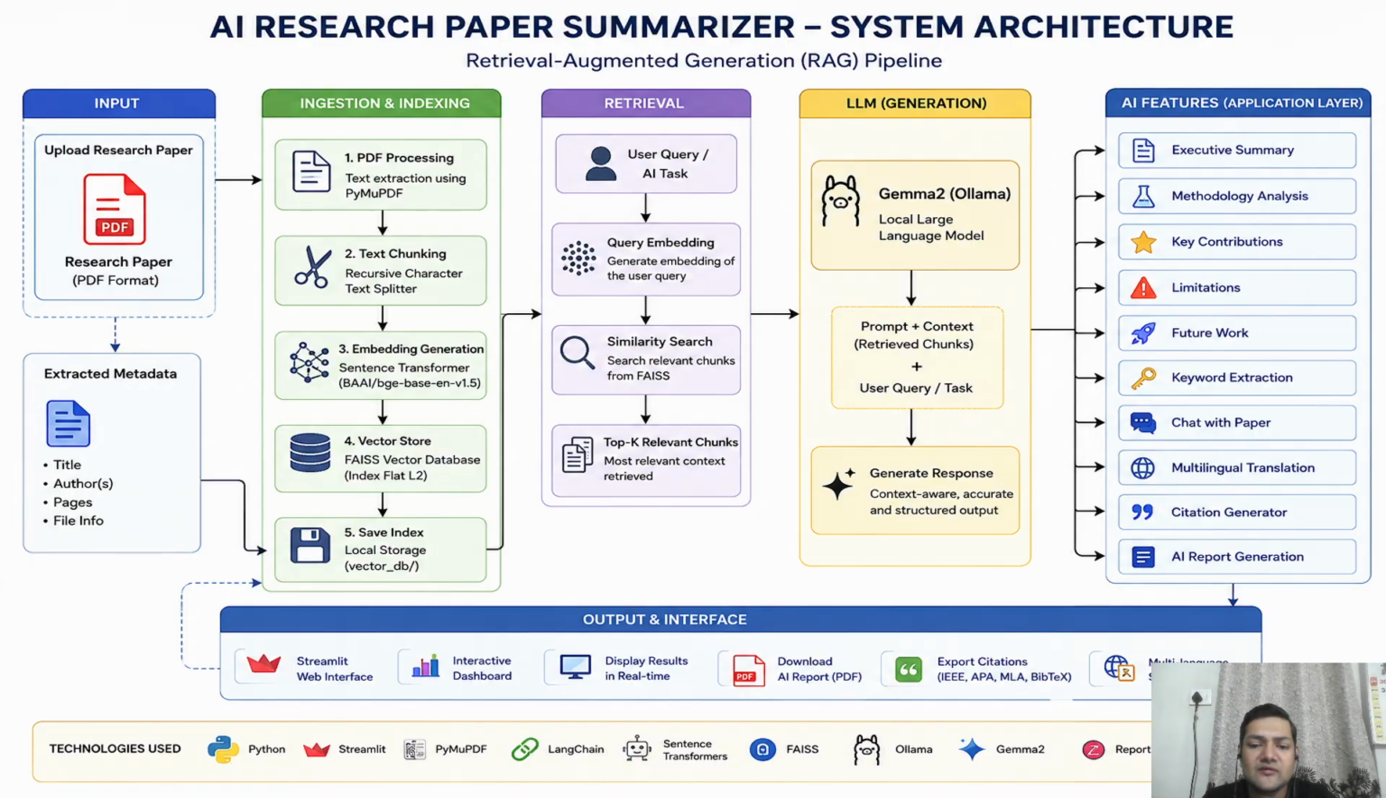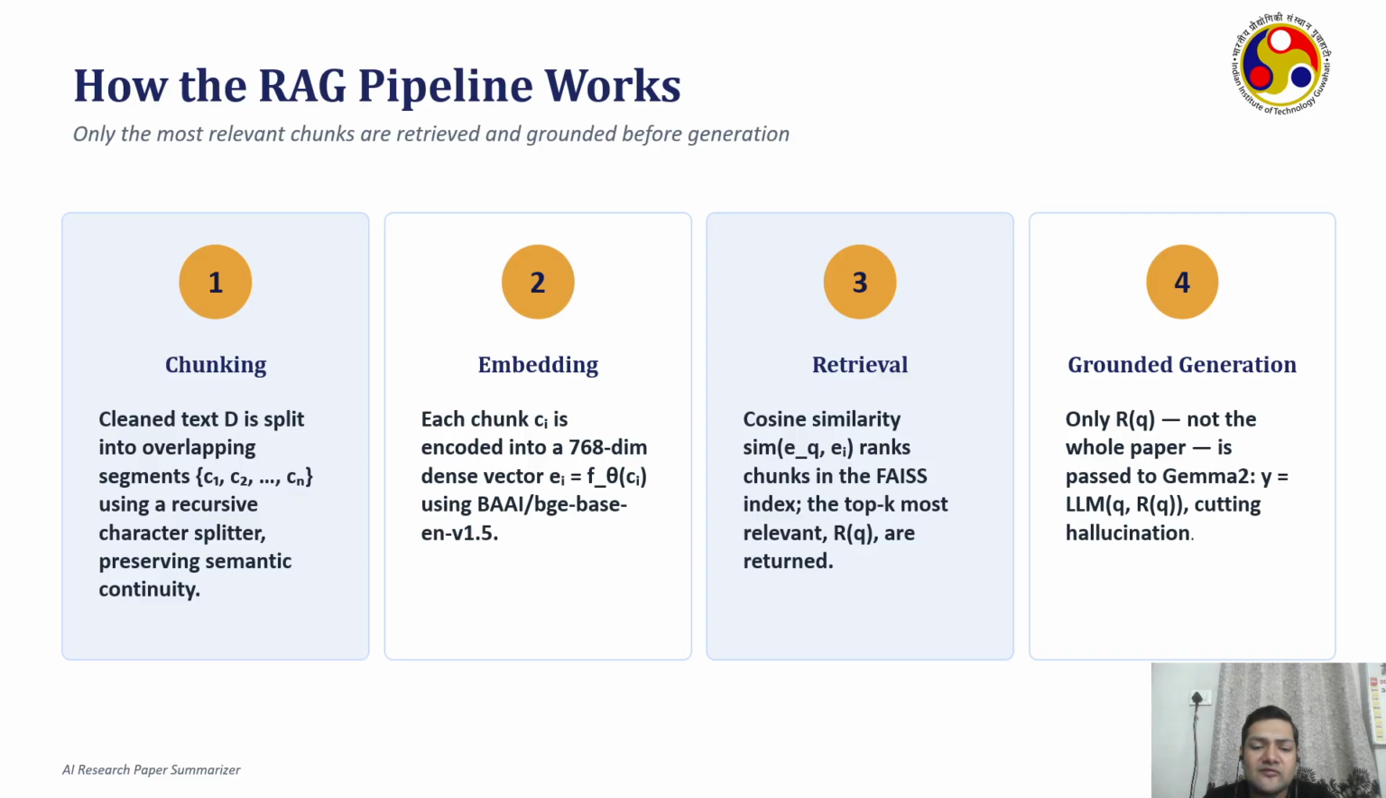Whenever the user requests a summary or asks a question, the query is also converted into an embedding. FAISS retrieves the most relevant document chunks. These retrieved chunks are then passed to Gemma2 through Ollama. Finally, Gemma2 generates context-aware responses that are displayed in the Streamlit interface. This RAG approach significantly reduces hallucinations because the LLM receives only relevant context rather than relying entirely on pre-trained knowledge.